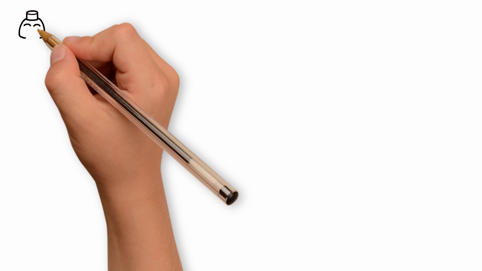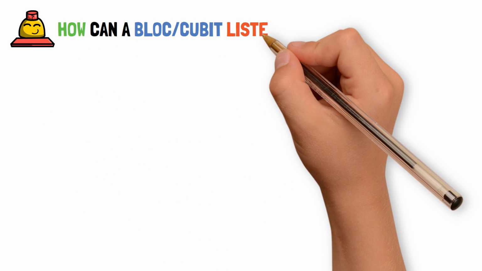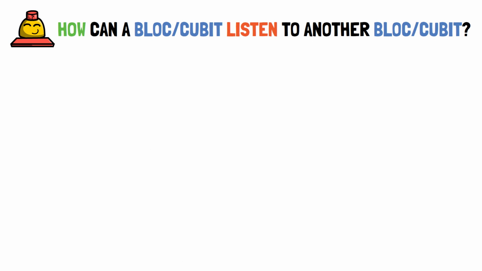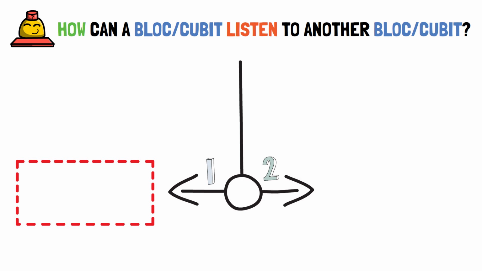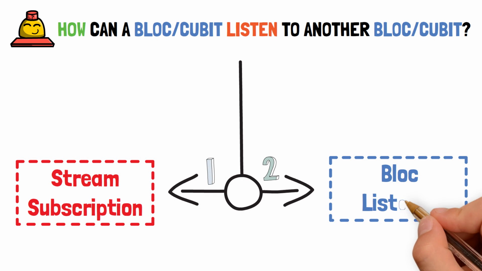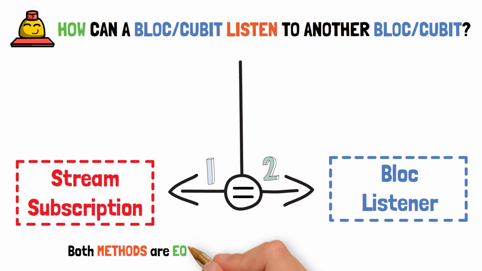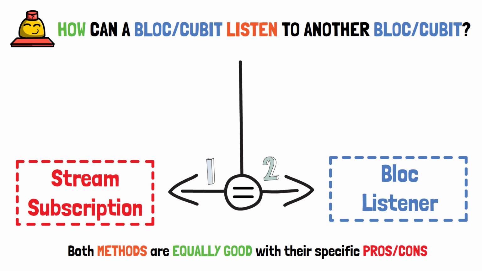So the main question here is, how can a bloc or cubit listen to another bloc or cubit? To be fair, there are two possible scenarios you can use to achieve this. Both have their own pros and cons and can be equally good, so the method you'll be choosing in the future will be strictly a matter of taste.